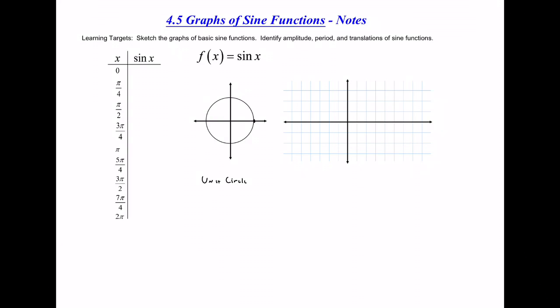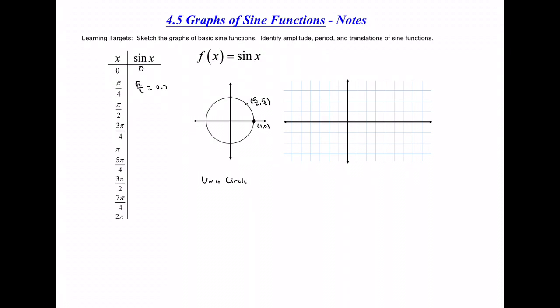We'll start with 0. So what is the sine of 0? Remember, sine represents your y value of the ordered pair. So sine of 0 is 0. Then we'll look at pi over 4. And all our fourths were square root of 2 over 2, square root of 2 over 2. So sine of pi over 4 is square root of 2 over 2. And we're going to be graphing this, so this is approximately 0.7.